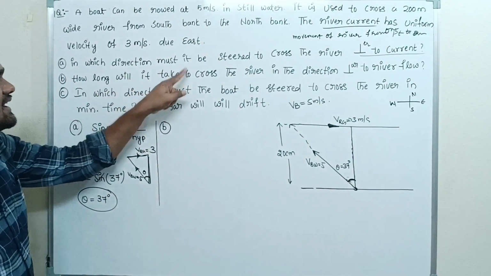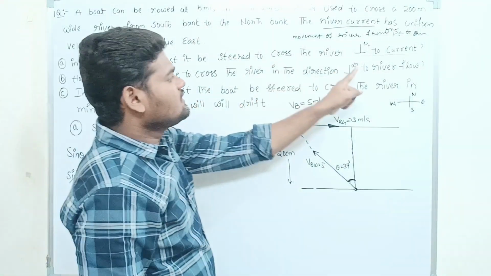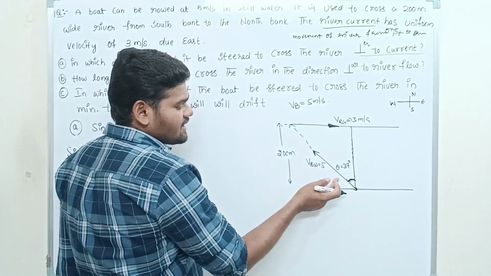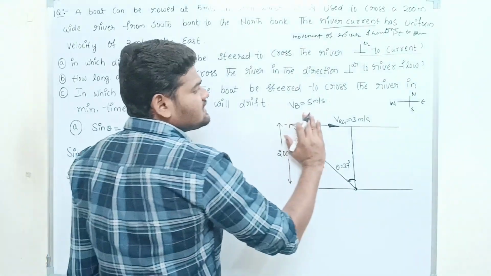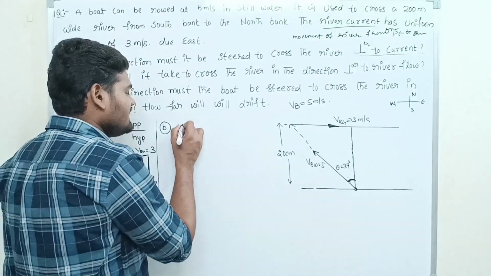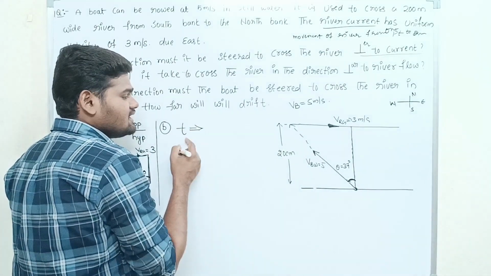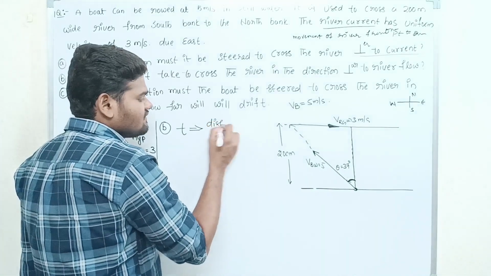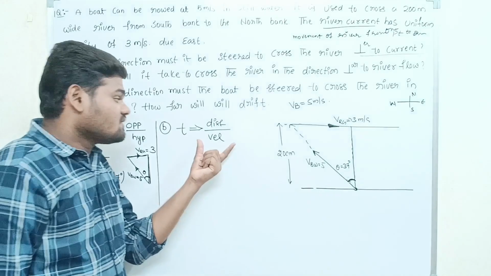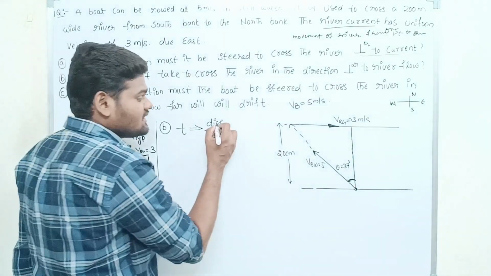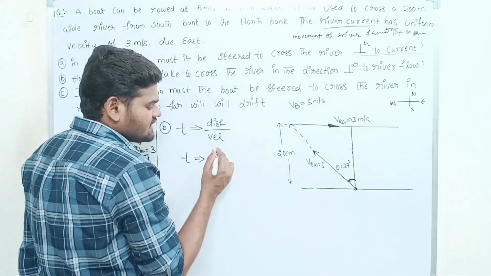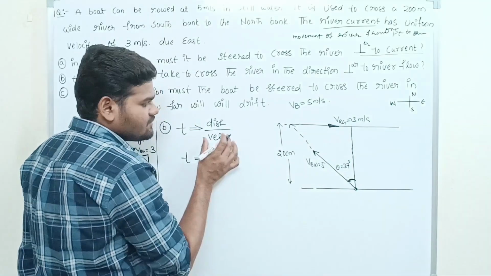Okay. Now, what is the second question they have given? How long will it take to cross the river in the direction perpendicular to the river's flow? So they are asking what is the time taken by this boat to cross the river perpendicular to the flow. For the time, we have the equation: time t is equal to distance by velocity. They are not asking for the minimum time. So what is the width of the river? 200 meters divided by velocity.